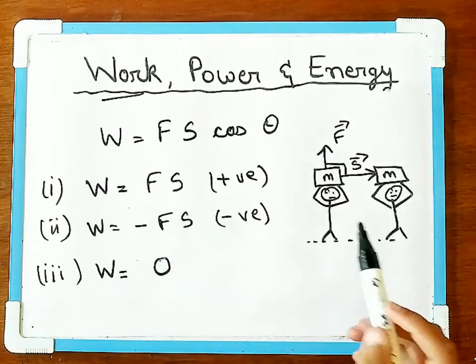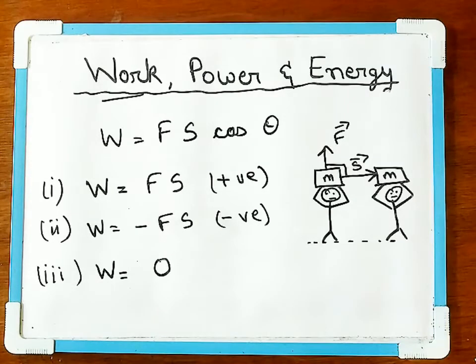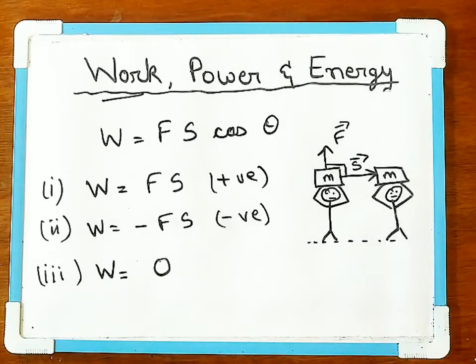So this happens when you just carry an object with you and displace it by some displacement S. So this is the concept of work done. Remember that work is measured as the dot product of force and displacement, and we can have work to be positive, negative, or 0 depending upon the angle between the force and the displacement.